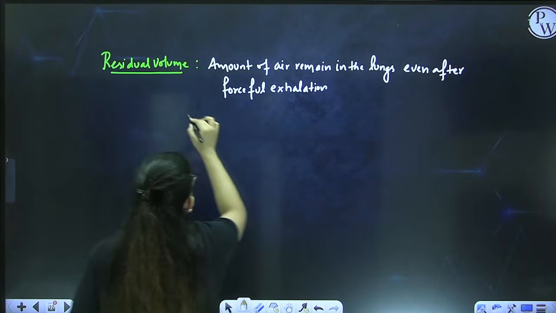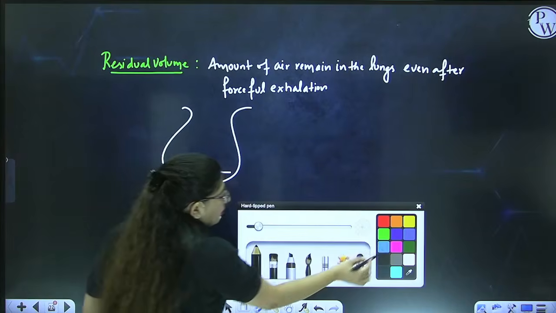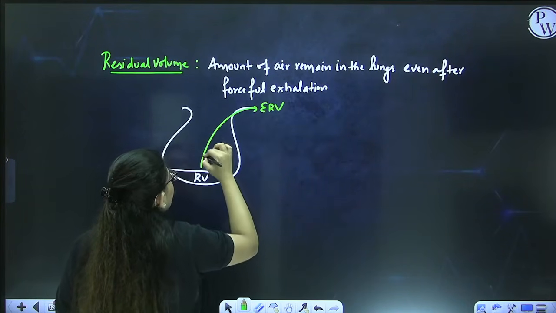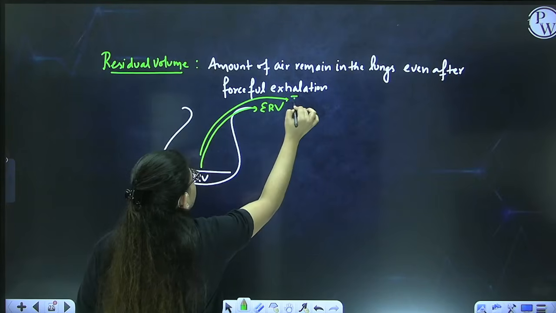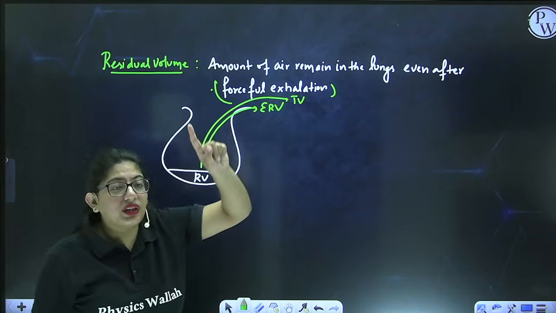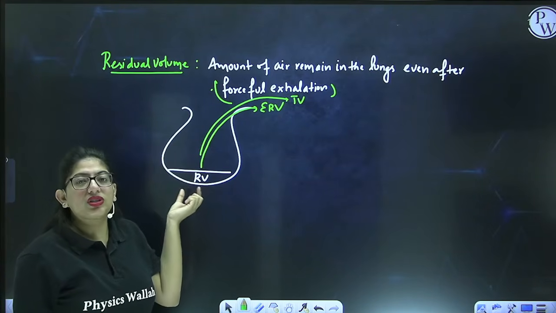Okay, for example, if this is your lung, some amount of air always remains in the lung, even if you have taken out the ERV and the tidal volume. So whenever you're doing forceful exhalation, what goes out of the lung? ERV and tidal volume. What will remain? That amount is residual volume.